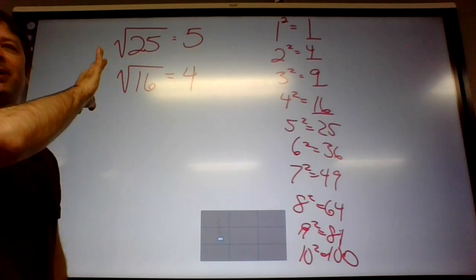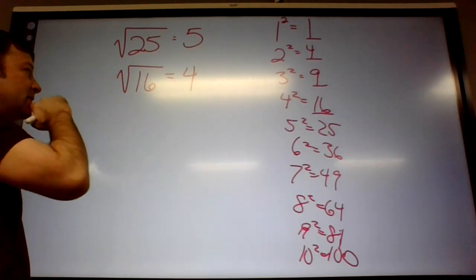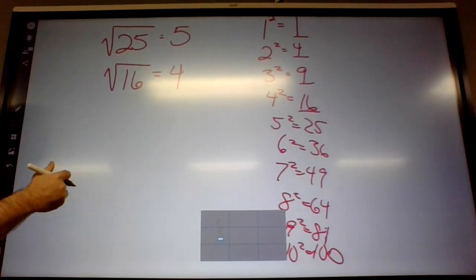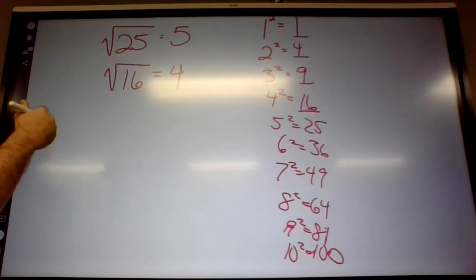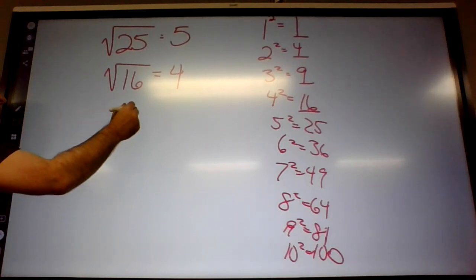A lot of people actually get that one wrong, because guess what they put? 8. But it's not 8. It's not dividing by 2. It's what squared, what times itself equals that number.